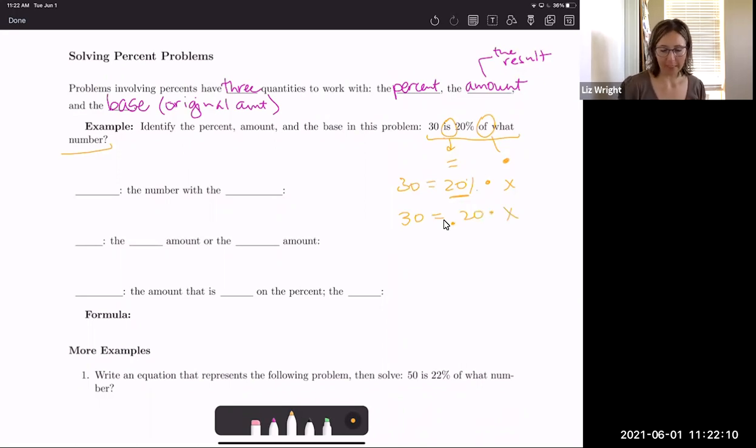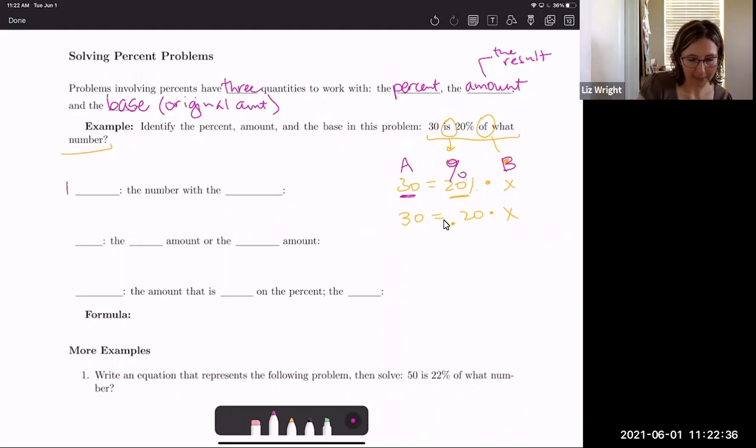All right, so if we're labeling these, our 30 is going to be the amount because it's our result. The 20 is going to be our percent, and the X is going to be our base because it was our original amount. It's what we started with, and then we're taking 20% of it, and we find out that 20% of that number is 30. So now we're going to fill those pieces in over here.